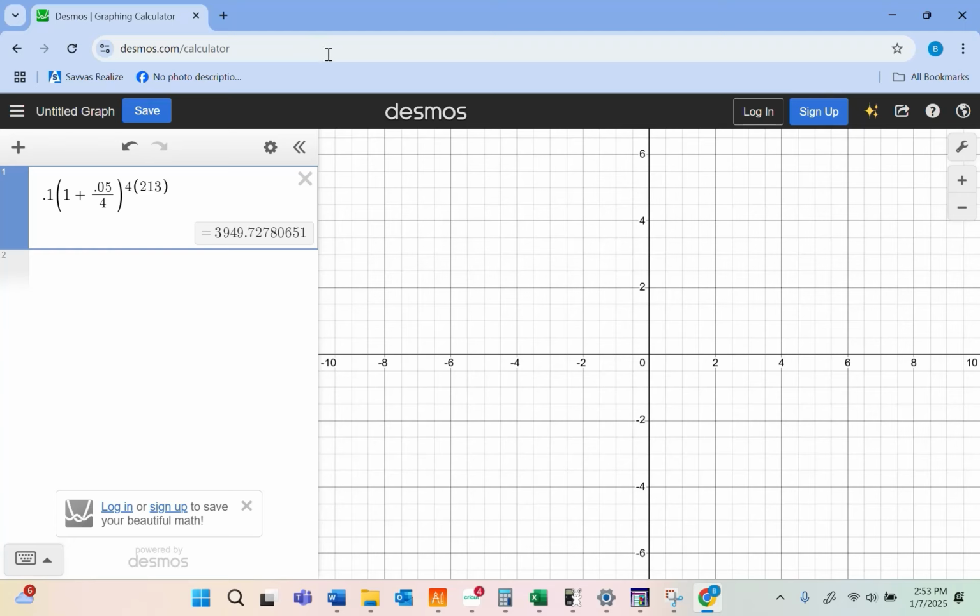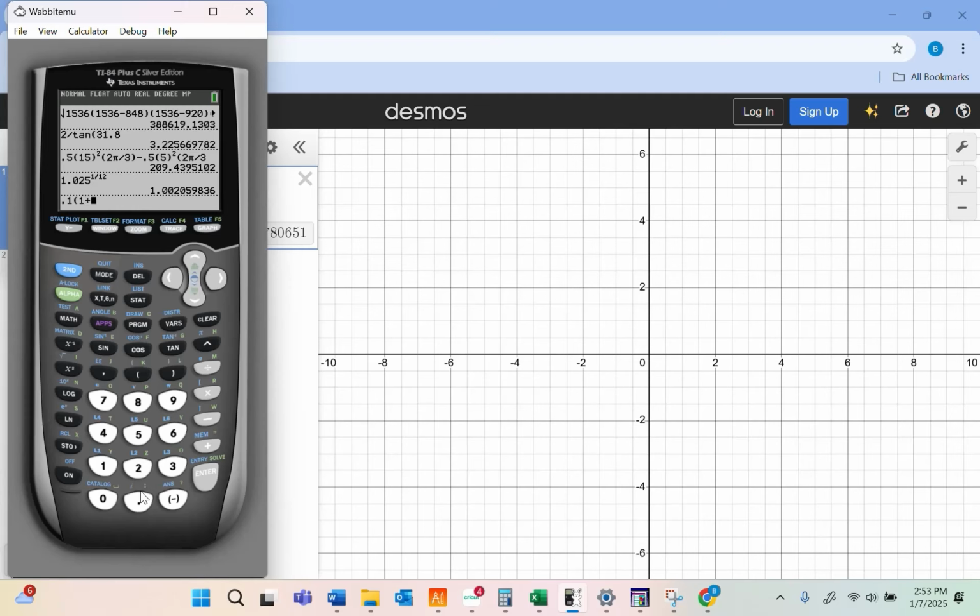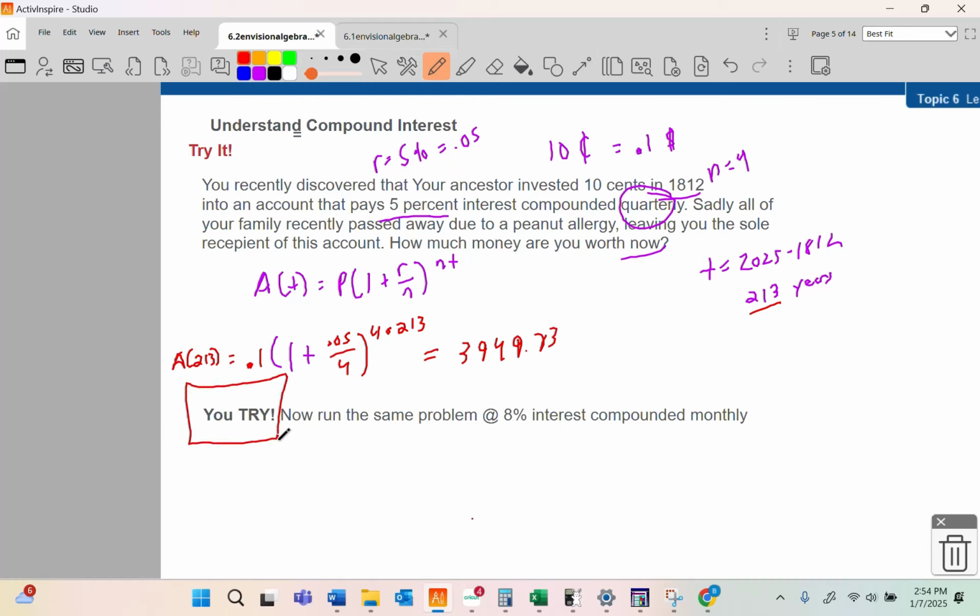Now let's see if the TI-84 agrees with me. We had a tenth of a dollar times 1 plus 0.05 over 4 with an exponent of 4 times 213. And sadly it did. $3,949.73. Play along, make sure you know how to type. Okay, so that's a you try that you do, and by all means, write stuff down. Write more than an answer.